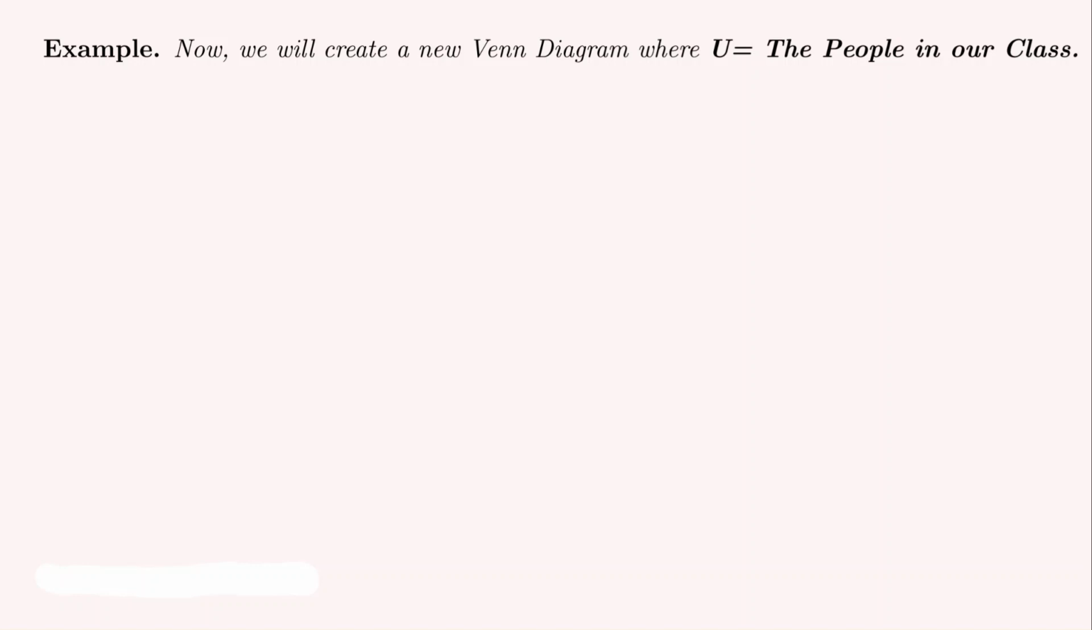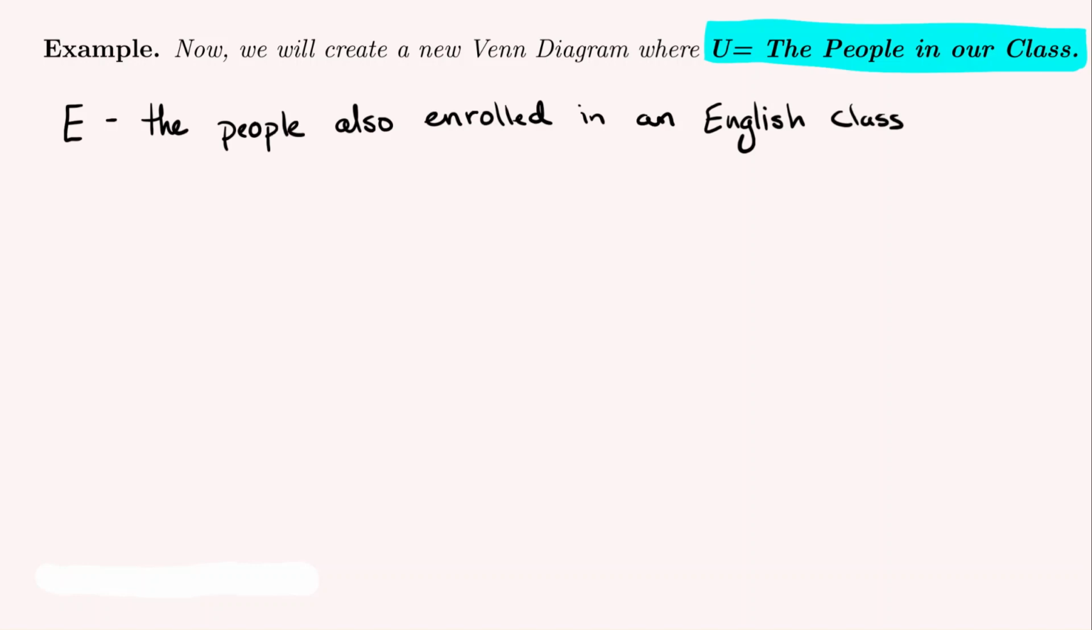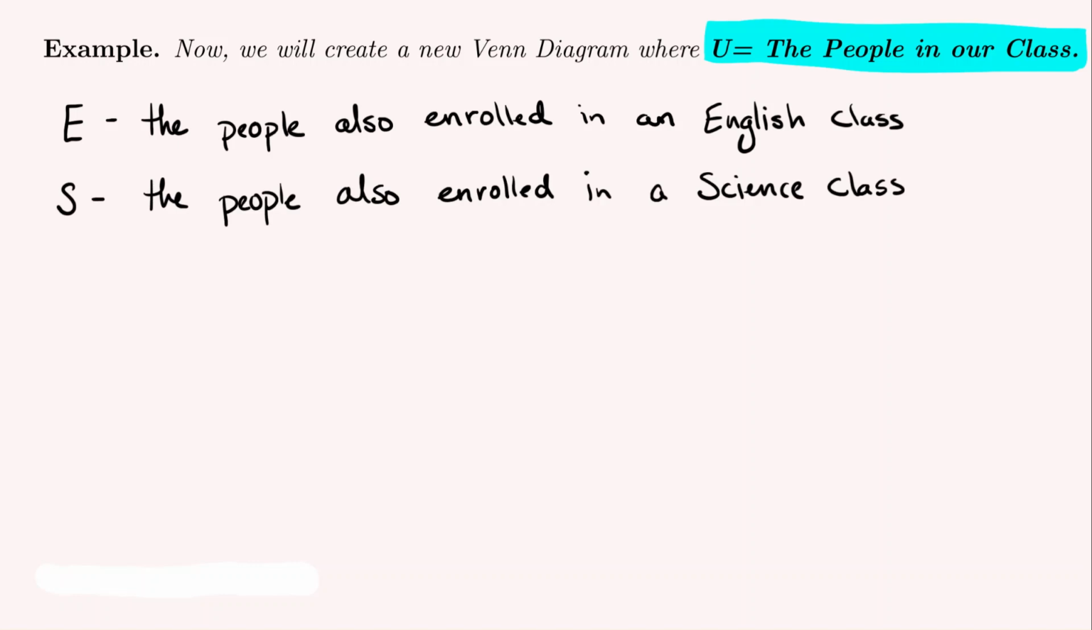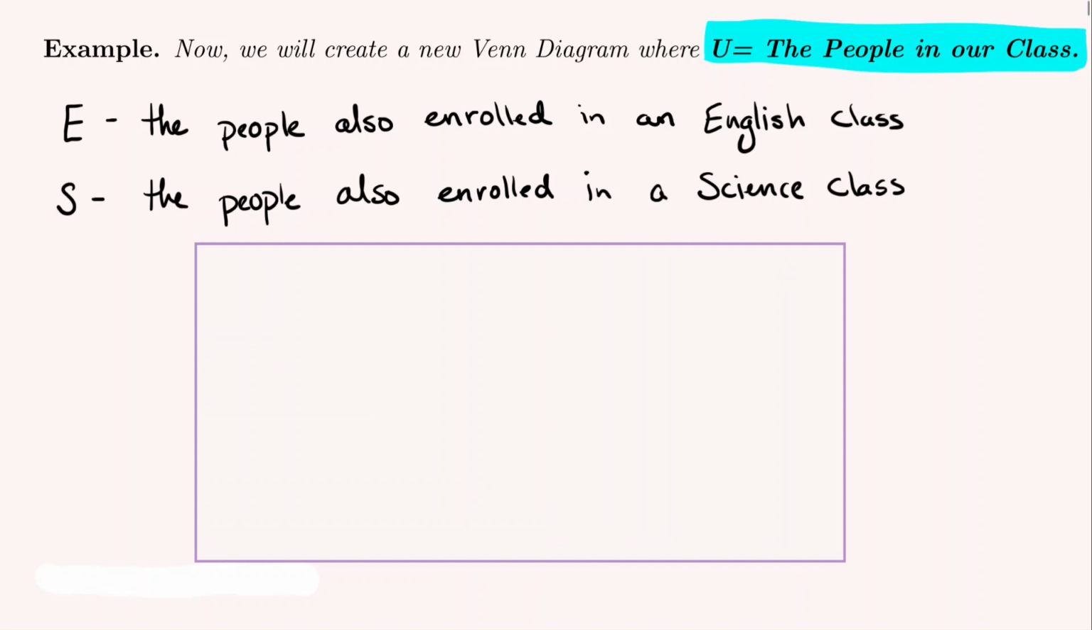So we're going to consider our universal set to be all the people in our class. Let E be the subset of students who are also enrolled in an English class, and S be the people also enrolled in a science class. So we begin to draw our Venn diagram by making a large universal set, so we have enough space to draw all of our subsets. We label it in some corner. And now we draw our subsets.